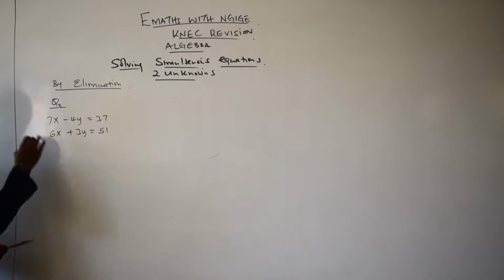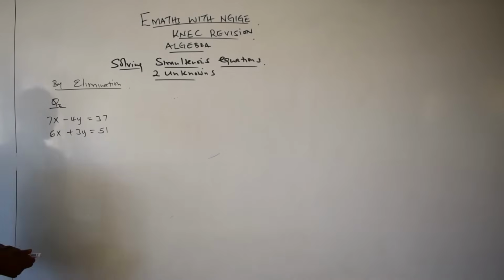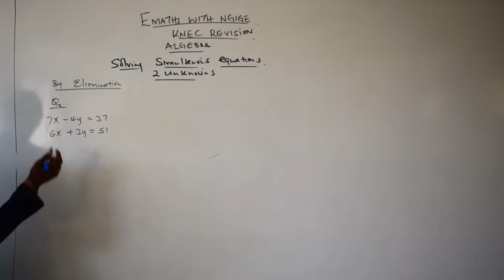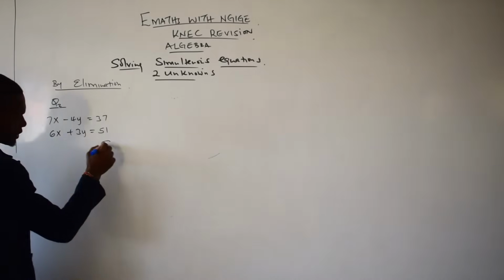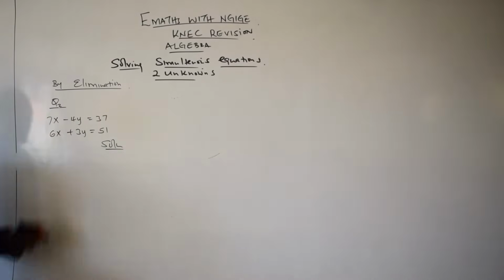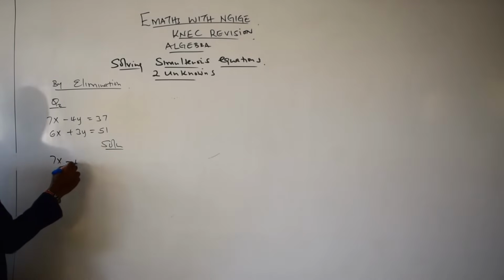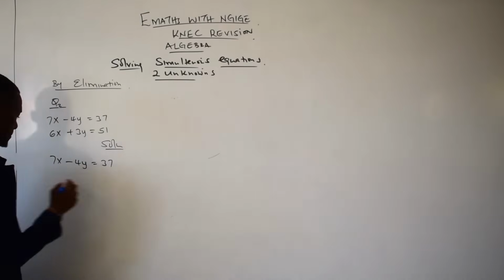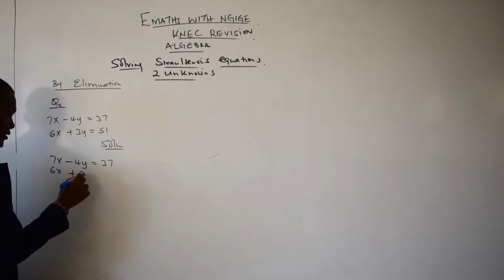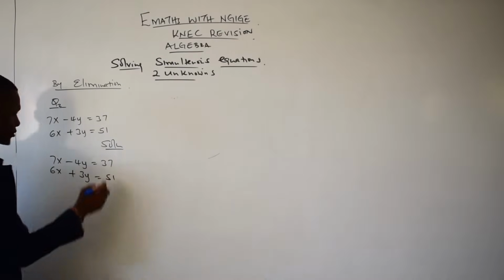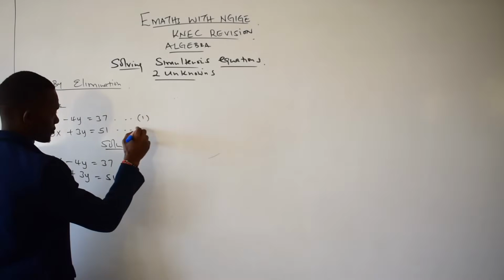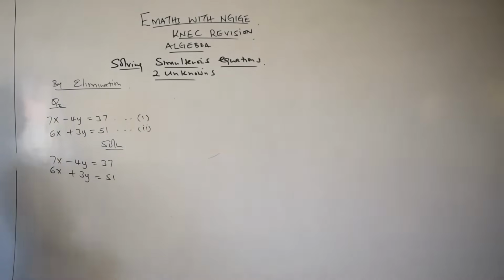Example number 2, or question number 2: the same question we have used in substitution, we want to prove also using elimination. So we have these two equations, equation 1 and equation 2. Now in this case we want to eliminate one of the terms.